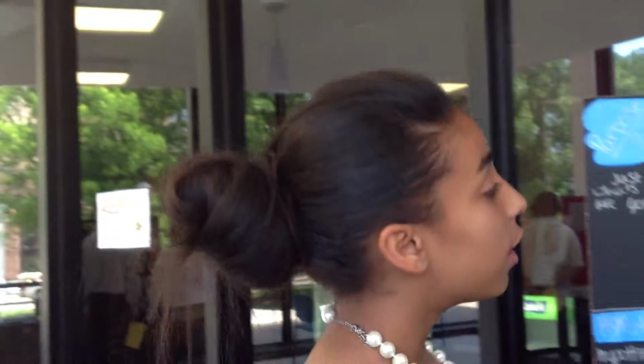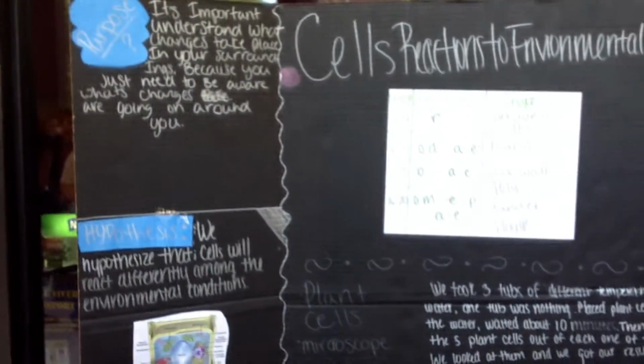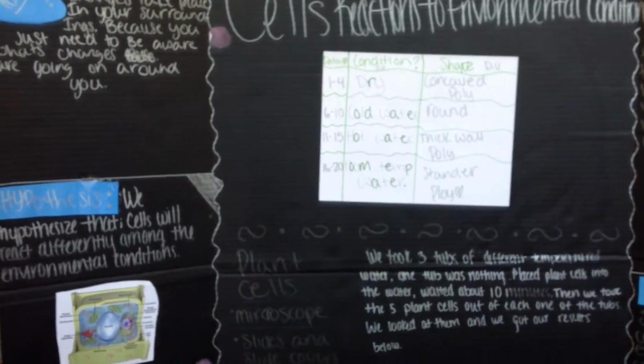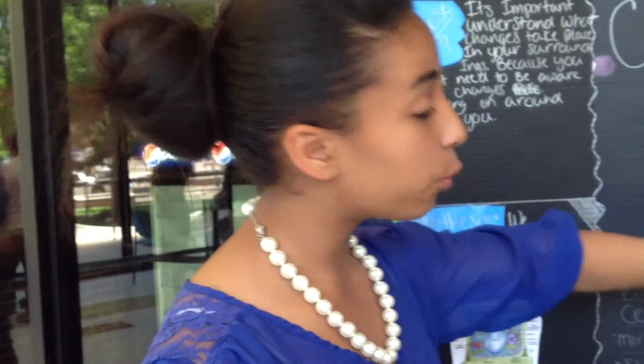Our independent variable was what we were changing, the different environments of the cell. And our dependent variable, we weren't really measuring anything, we were just observing what the shape was going to be, so we were just measuring how it looks.